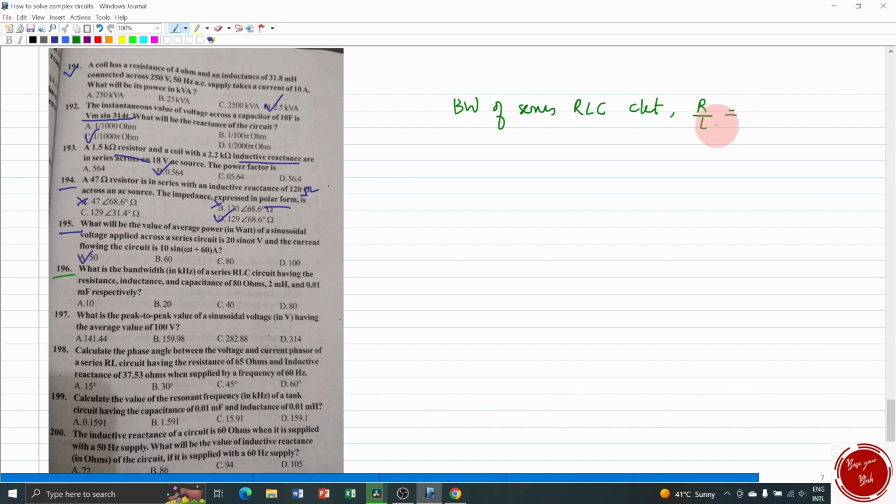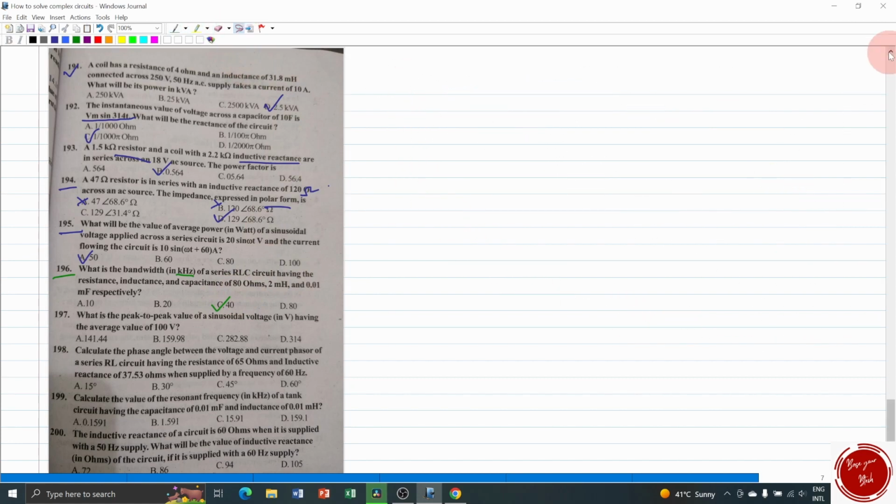So the R value given is 80 ohms divided by 2 milli is the bandwidth, and we need the answer in kilohertz. So milli, when taken to the numerator side, becomes K. So 80 by 2K, so 40 kilohertz is the answer. 40 is your answer. Next question number 197.